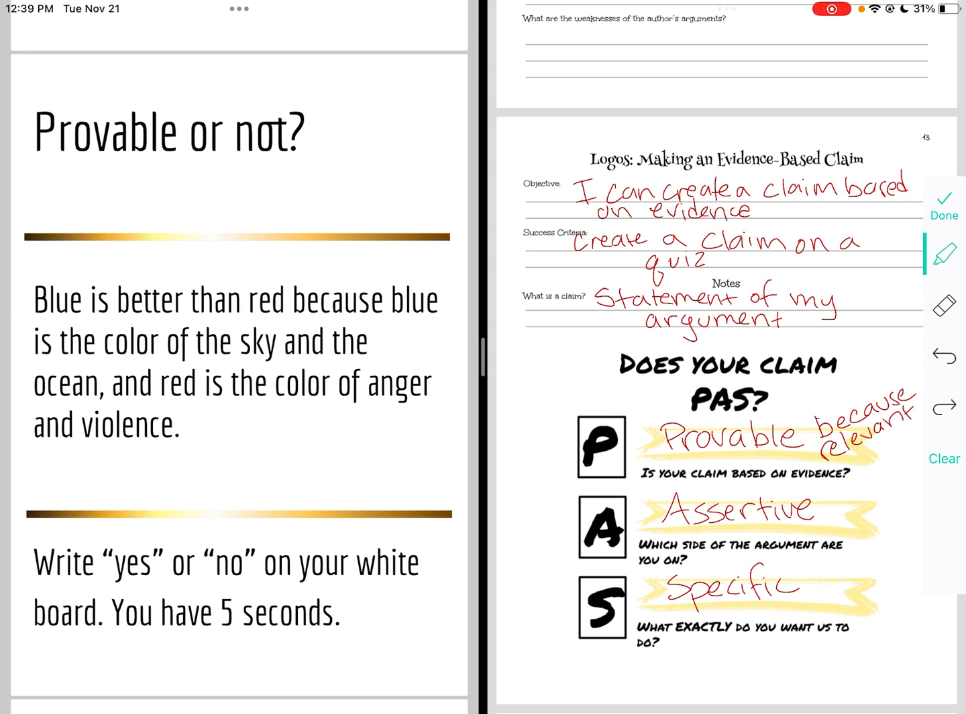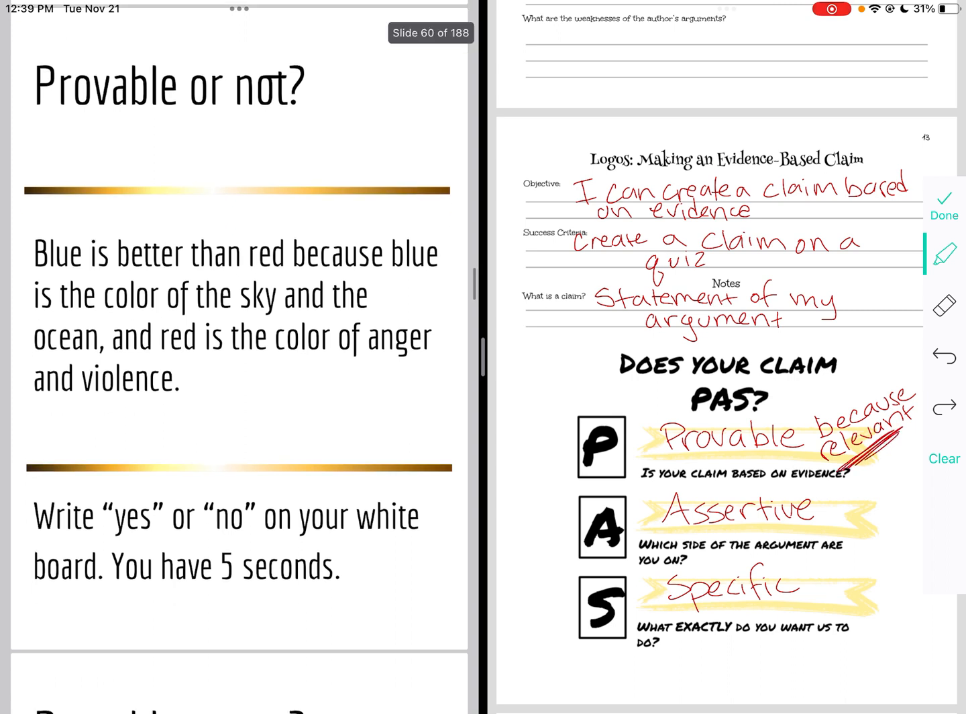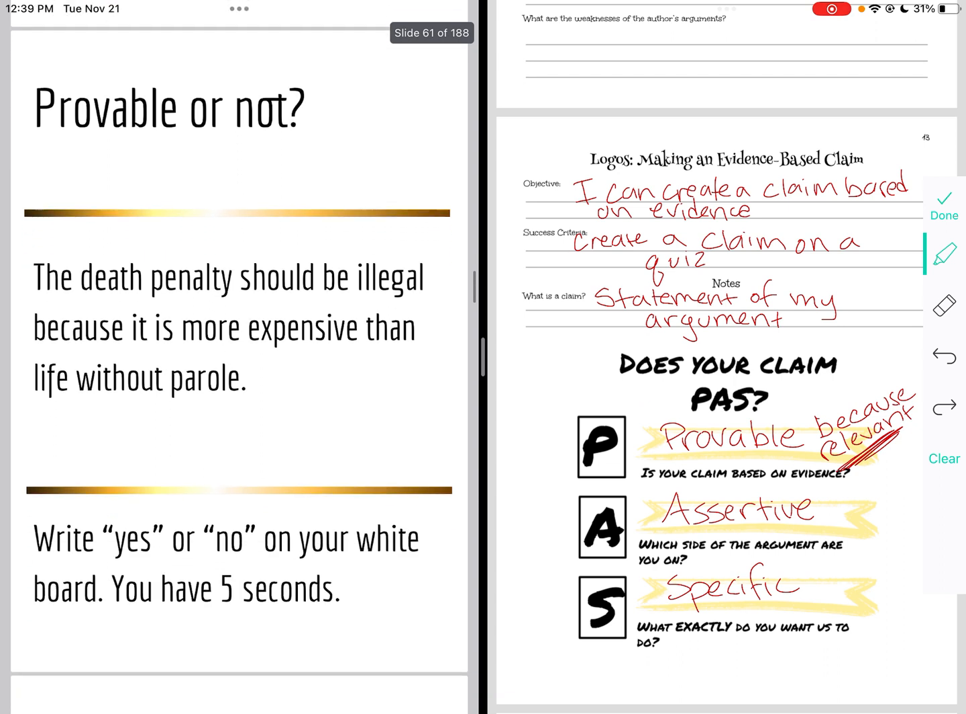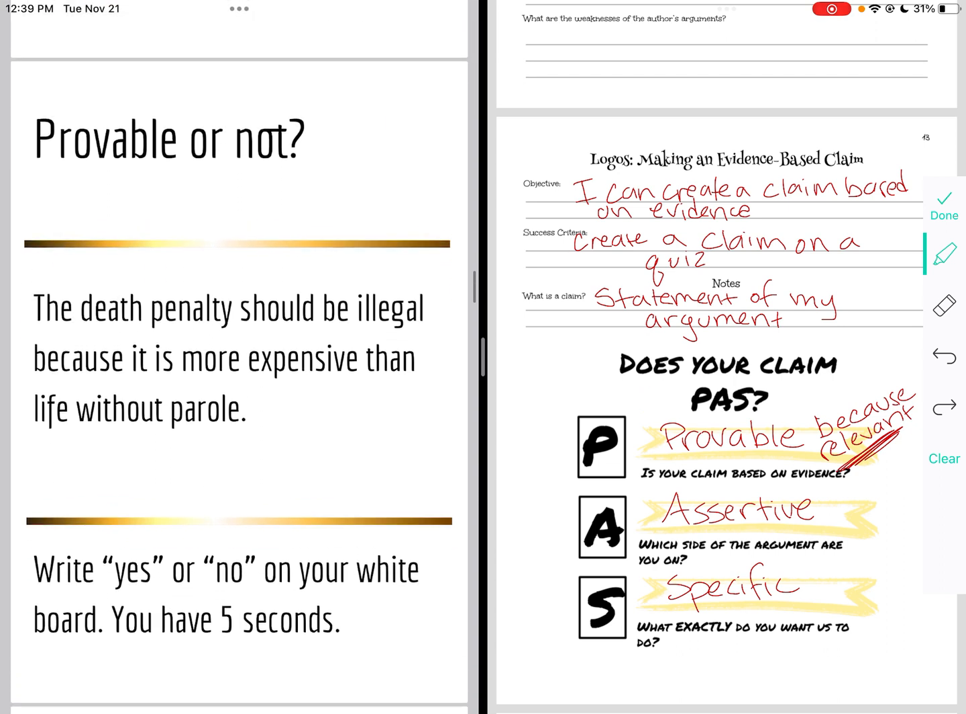The problem is this evidence that I've given is not necessarily relevant. You see over here, it needs to be relevant. So not only "because," but also we need to have it be relevant. The death penalty should be illegal because it is more expensive than life without parole. So what do you think? Does this claim pass? Is it provable?